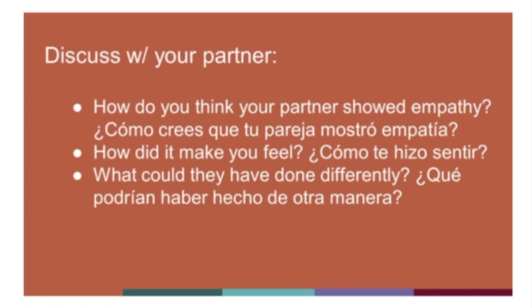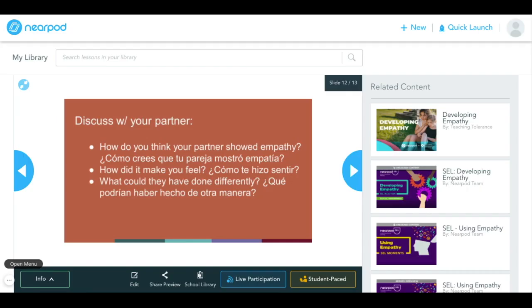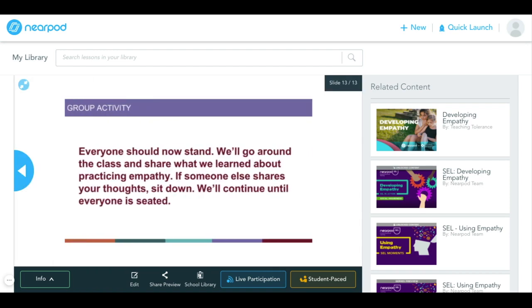Discuss with your partner. How do you think your partner showed empathy? How did it make you feel? What could they have done differently in order for you to feel that they empathized more with you? These are some questions to have students think about. What does empathy look like for themselves? What does empathy look like from their partners? How would they like for someone to empathize with them? And that's the intro to empathy activity.